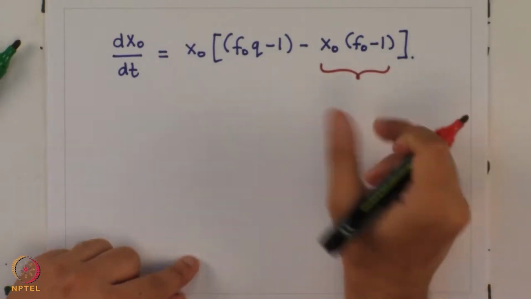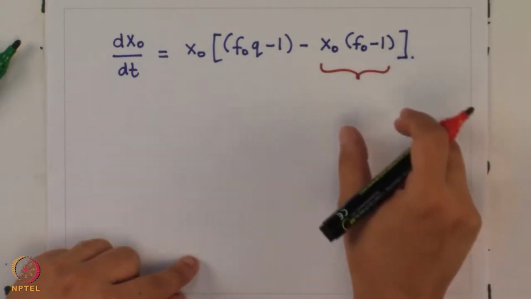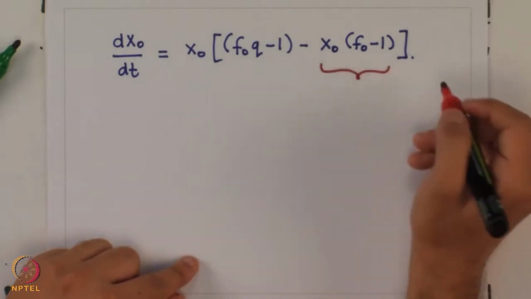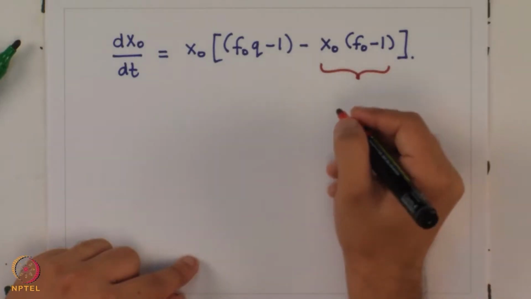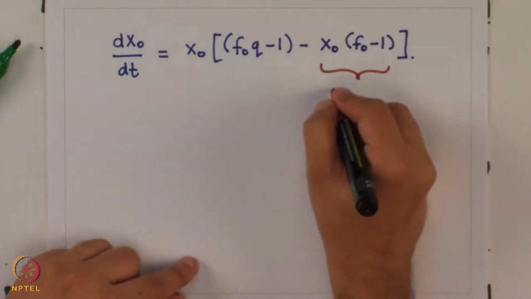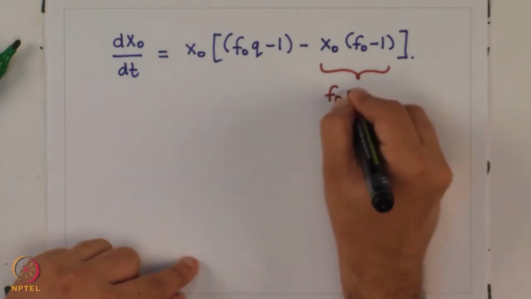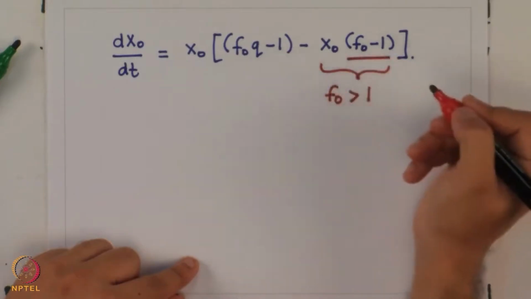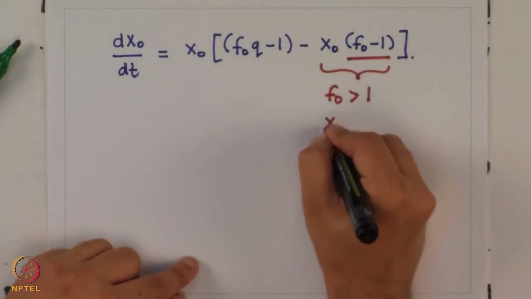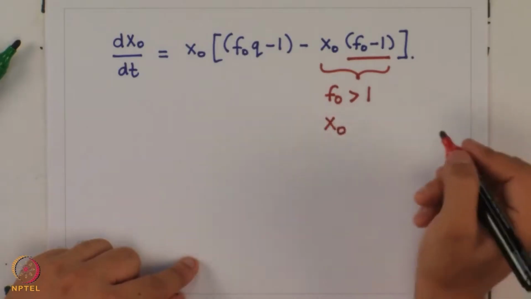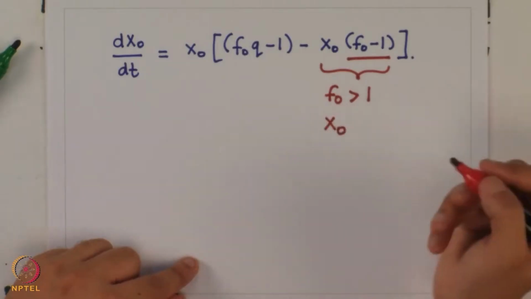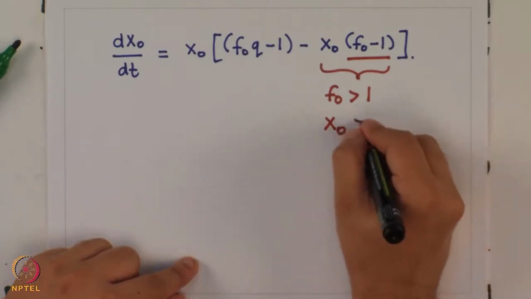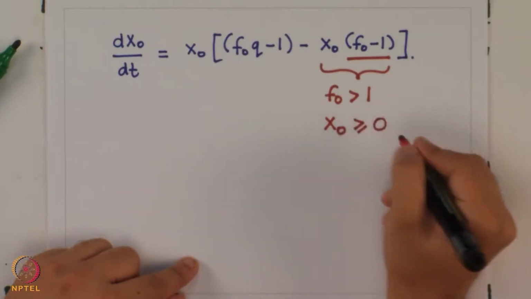What is the sign, whether it's greater than 0, equal to 0, or less than 0, of x naught times f naught minus 1? The way we have defined our system, we have already said that f naught is always greater than 1. So, this quantity is always positive. X naught is the frequency of individuals of a particular genotype. So, x naught cannot be negative. X naught is either 0 or it is positive. So, this is greater than or equal to 0.